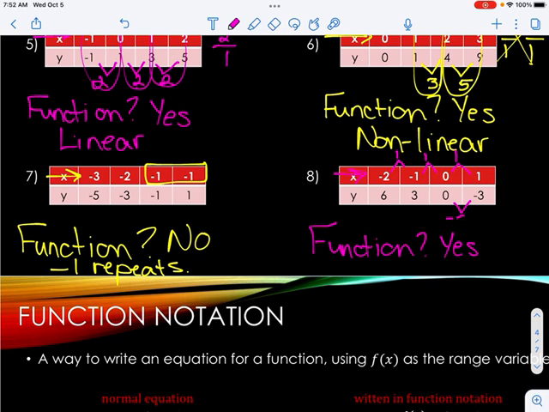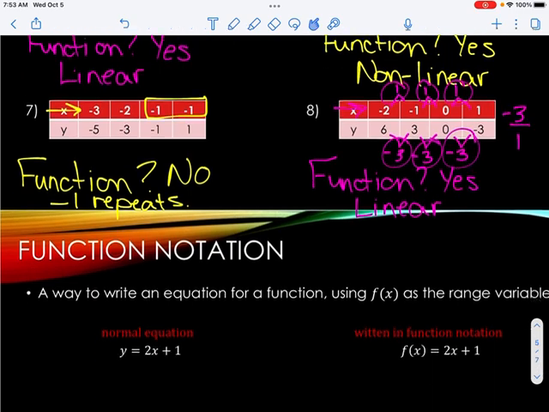-3 minus 0 is -3. 0 minus 3 is -3. 3 minus 6, that's -3. If I notice, I have a common ratio of -3-to-1 on all of these pairs. So therefore, that would be a linear function. So that's how we do that based off of a chart or graph.